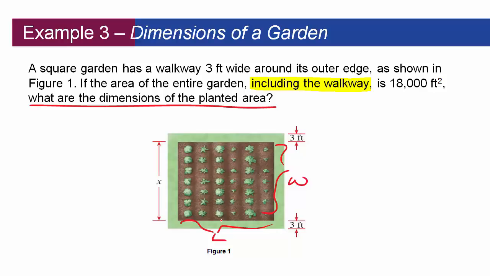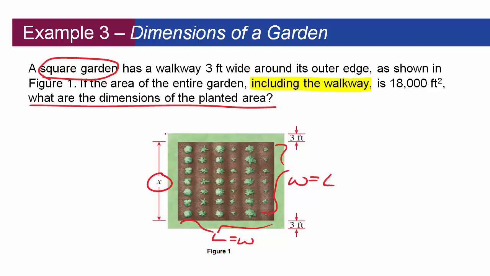All right, well, we've read all the way through. We've identified our area, right? We're looking for the dimensions. Remember that because this is a square garden, these two things are the same, right? Length and width are the same. So that's why we can just go ahead and call it x. Now, they tell us that there's a 3-foot walkway, so we can label this as 3 as we go through here. The area including the walkway is 18,000.